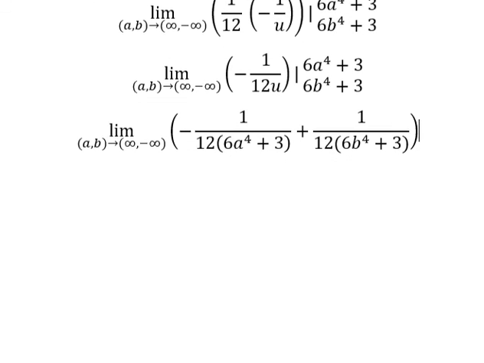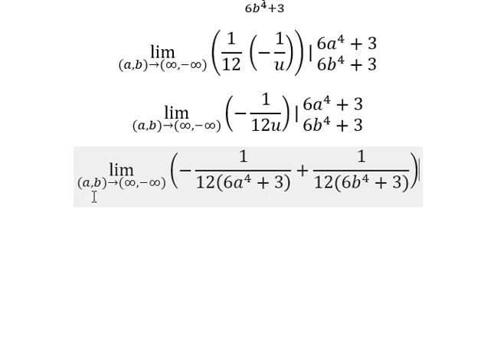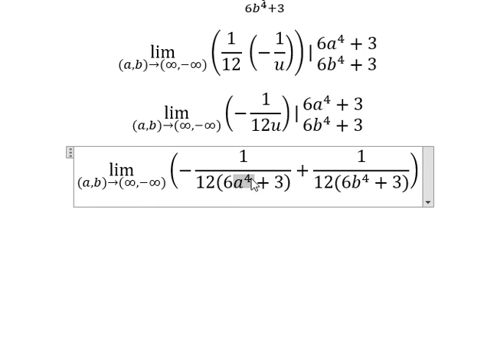So if we look carefully, when a approaches positive infinity, this one will go to positive infinity, and everything will go to positive infinity. 1 divided by positive infinity, you get 0.